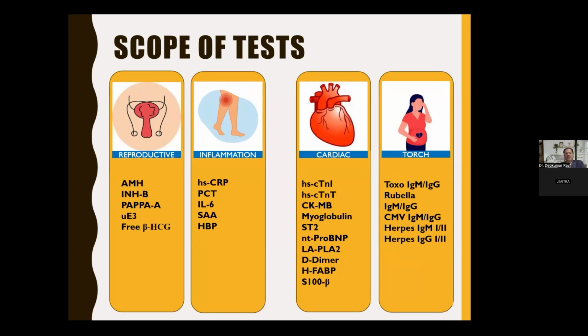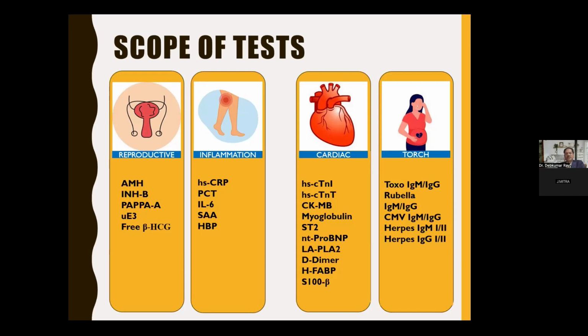Now the next one is the inflammatory markers. HSCRP, high sensitive C-reactive protein, procalcitonin, interleukin 6, SAA, that is serum amyloid A, and HBP, the heparin binding protein, we can assess as inflammatory markers.